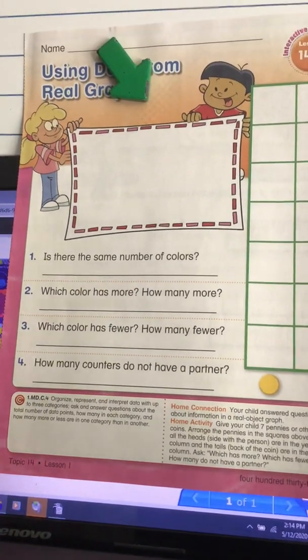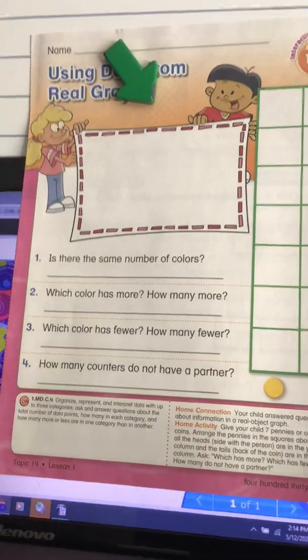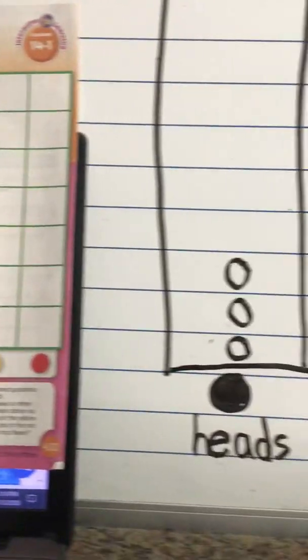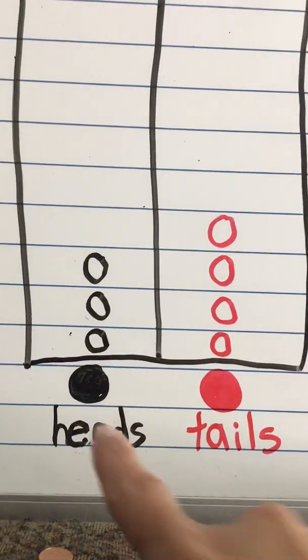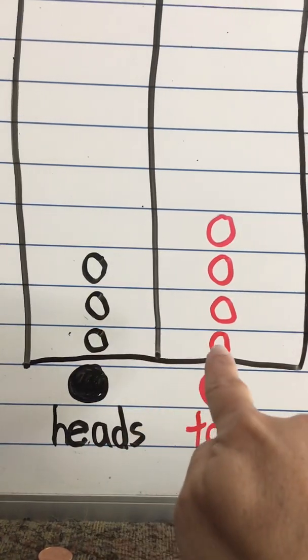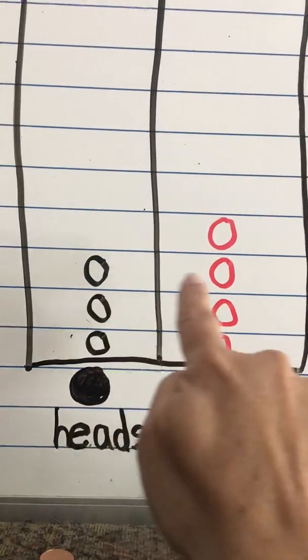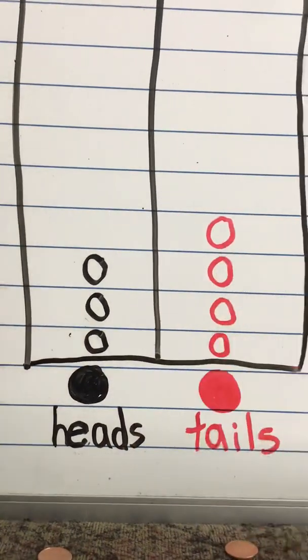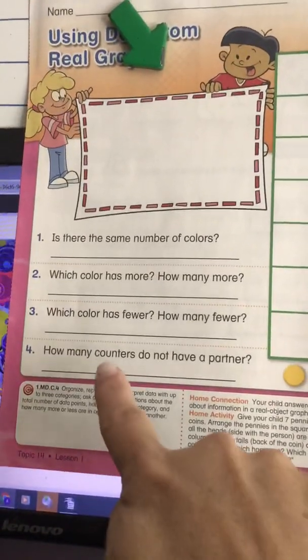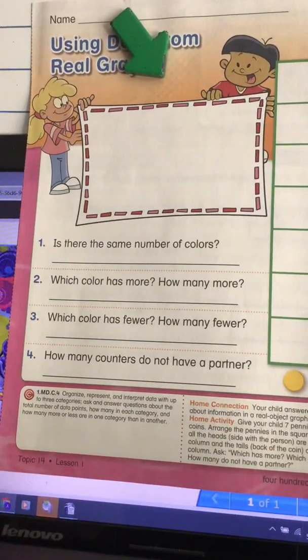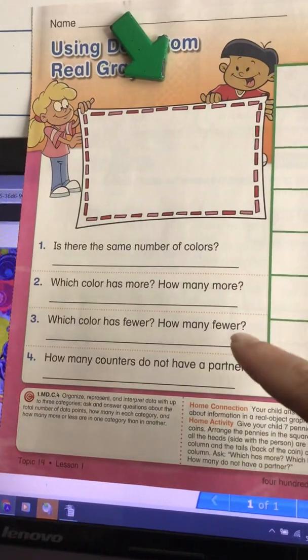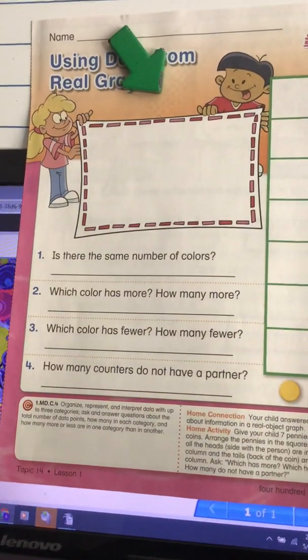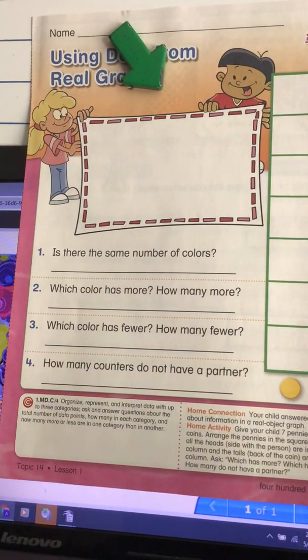We're going down to number 4. How many counters do not have a partner? So let's look. Partners where they're the same. Same, same. This one does not have a partner. So just one does not have a partner. We are writing 1 on the line. We had one more, one fewer, and one. It was all the same. We were using the same information for this one.